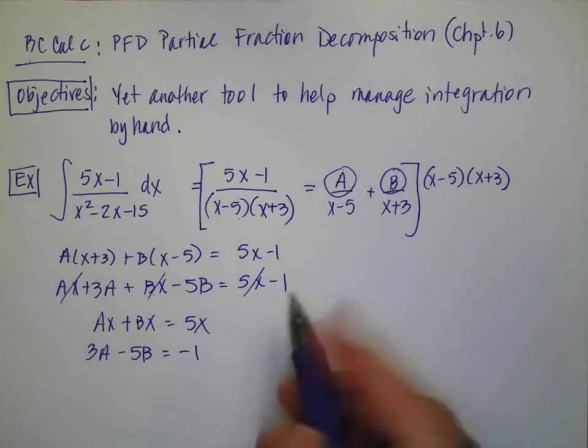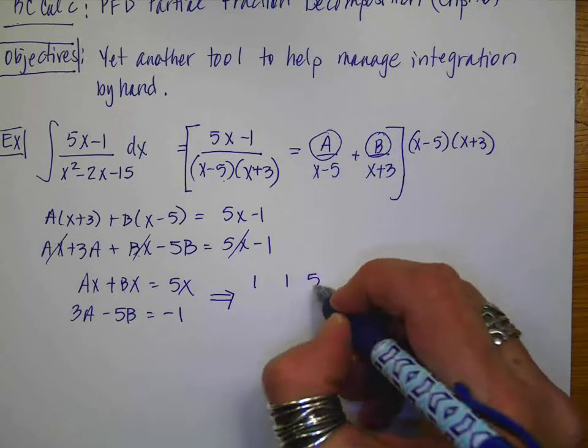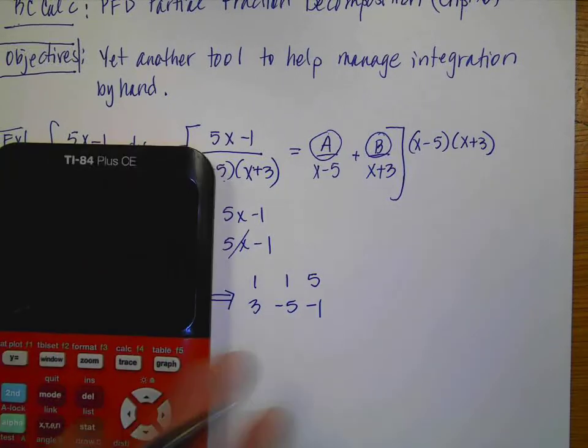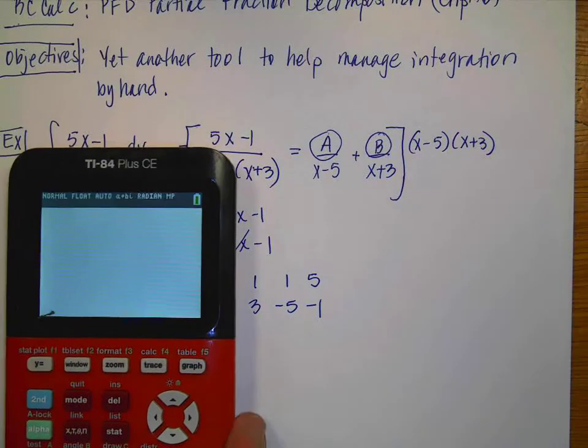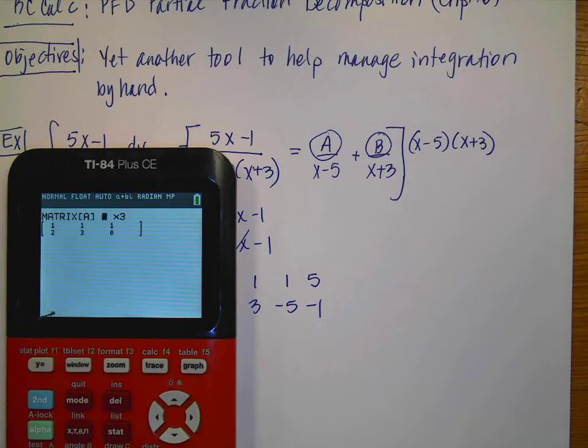Since I'm solving for A and B, and because you can't put variables in your calculator, I'm just going to write the coefficients. So this is 1, 1, 5, 3, negative 5, negative 1. So now what I'm going to do, hopefully the calculator will work this time, is go to my matrices, edit A, and the size is a 2 by 3, and my matrix is 1, 1, 5, 3, negative 5, negative 1. And I will tell you that the biggest mistake that happens when you're doing these is entering your data wrong, so you always want to make sure that you double check it.